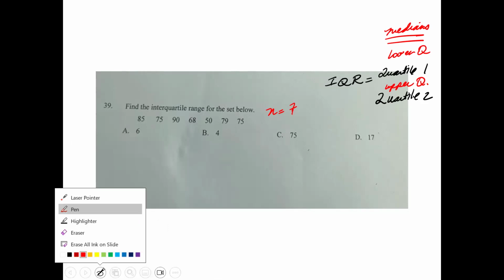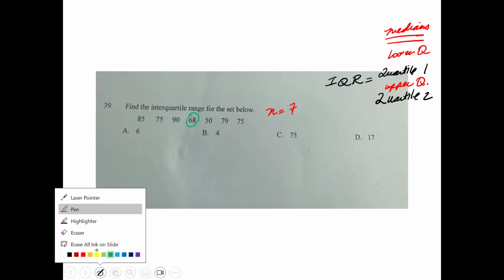I have 7. So what's the middle number for this? 68. 68 is the middle number, right? Yeah. So what we're going to do is find the middle number of the lower half. This will give you the lower quartile. What's the middle number of the lower half? 75. No, there are 4 numbers there. It's going to be between these two, right? Yeah.